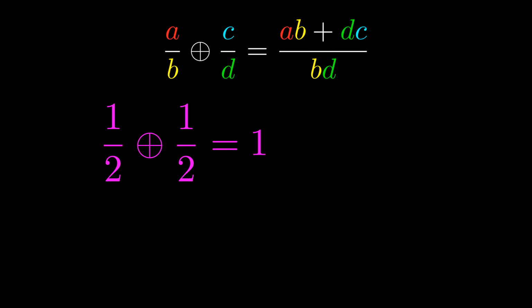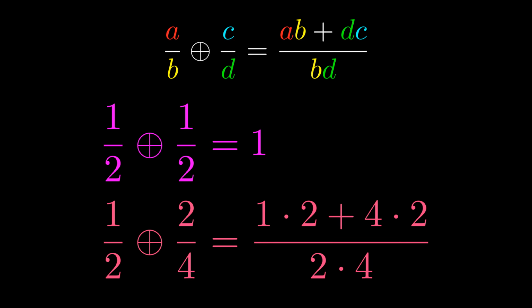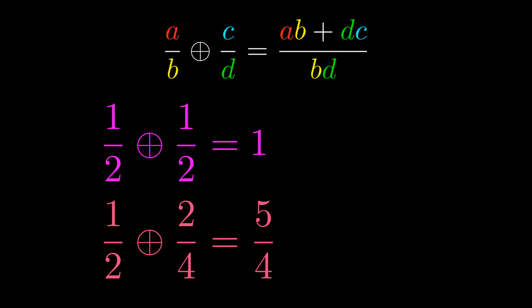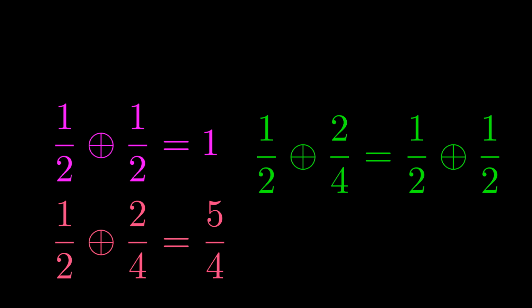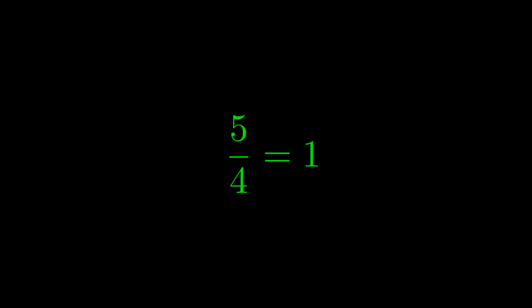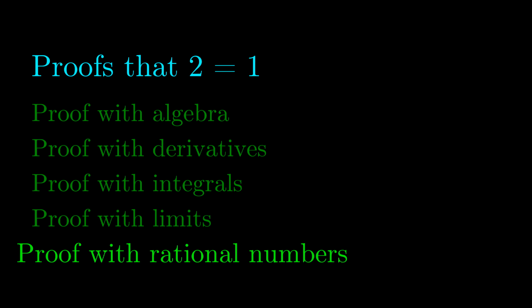Let's try another one. What's 1/2 O+ 2/4? Like before, we use our formula and simplify. Thus, we see that 1/2 O+ 2/4 is 5/4. But since we know that 2/4 equals 1/2, we know that 1/2 O+ 2/4 is equal to 1/2 O+ 1/2. We already calculated both of these values on the left, so we can use these values in the equation on the right. Now all we need to do is multiply by 4 and subtract 3, and we see, once again, that 2 equals 1. This completes the proof with rational numbers.